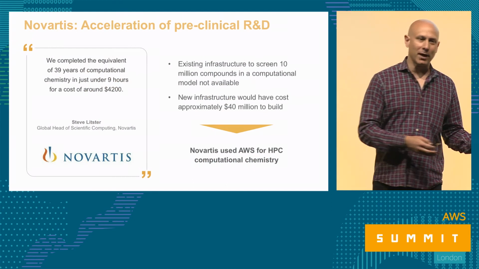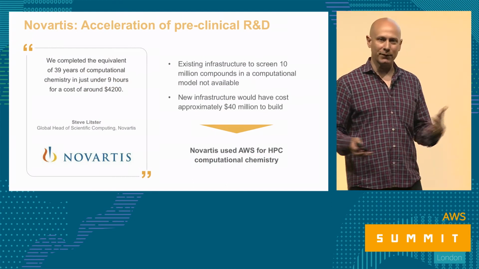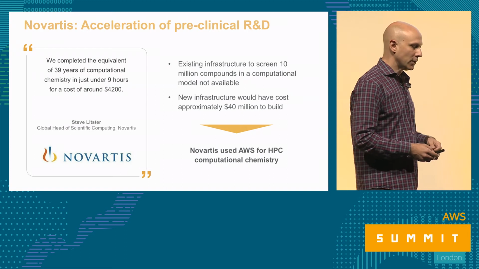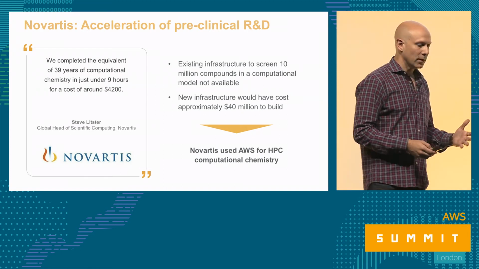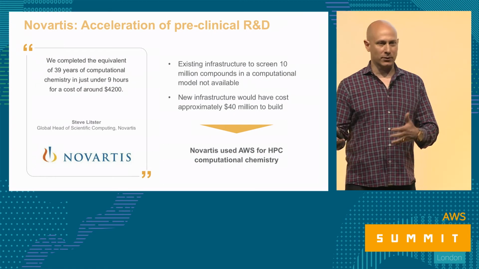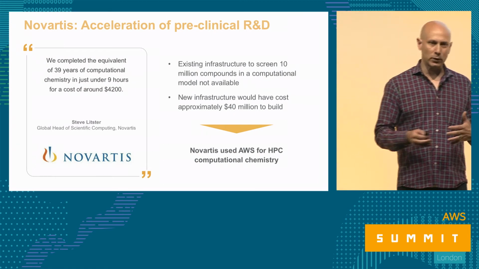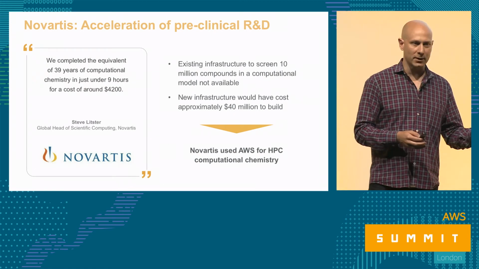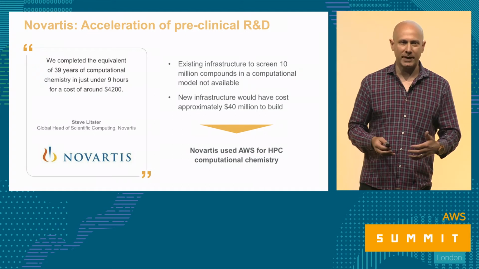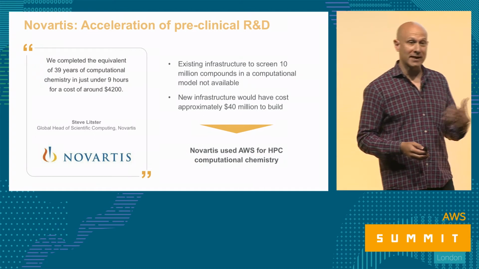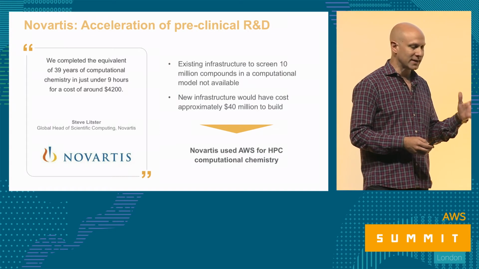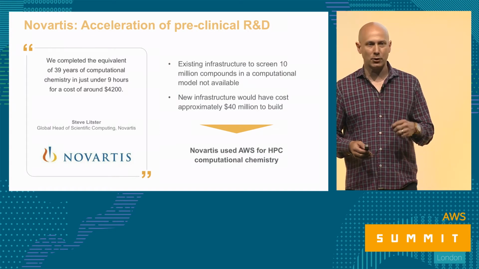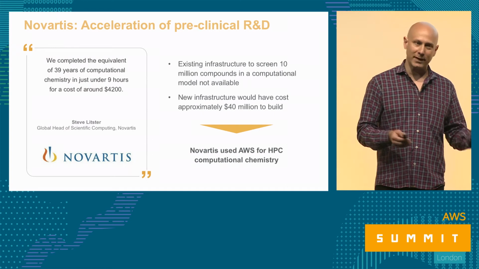So the good news is you don't have to take my word for this. How does this work in real life? I wanted to give you a customer example. So this is Novartis. They are a life sciences company. They have an on-premises grid, and it was full. It was full of people doing work that had been planned weeks, months, years in advance. Some scientists came up with an idea, an experiment that they wanted to try out. They wanted to scan 10 million compounds using a computational model, and their grid was not available.